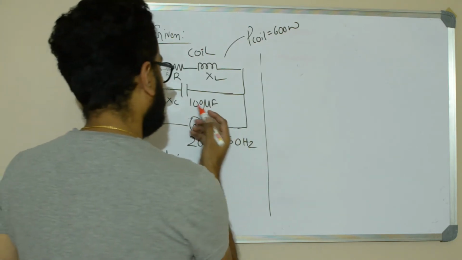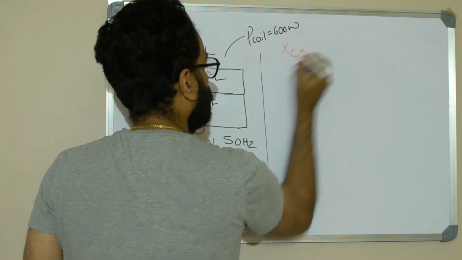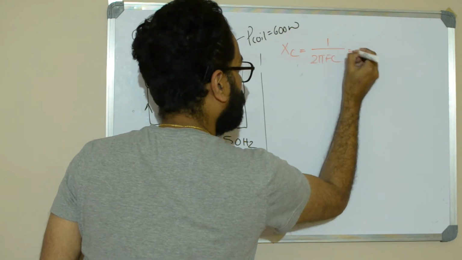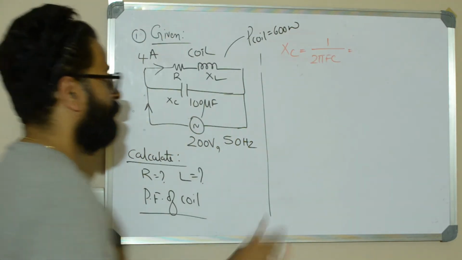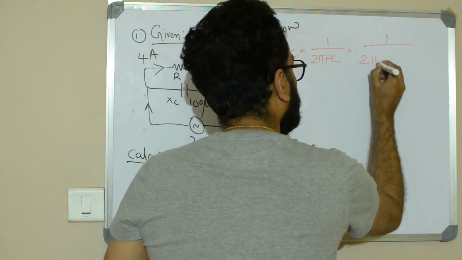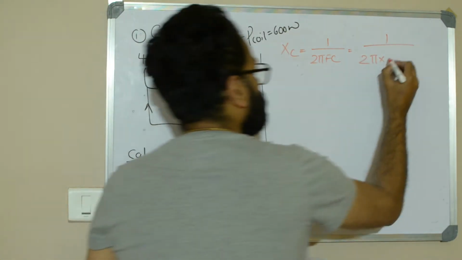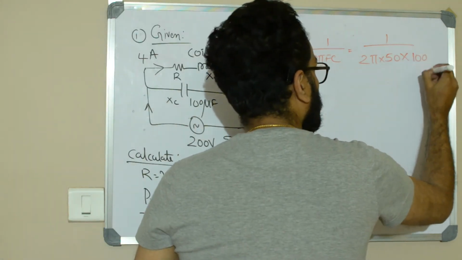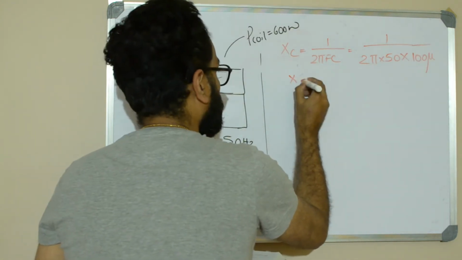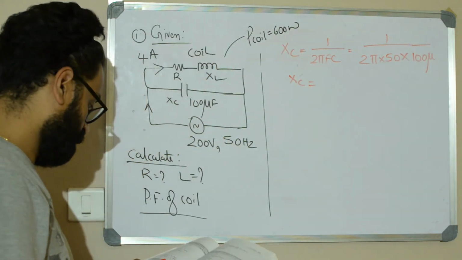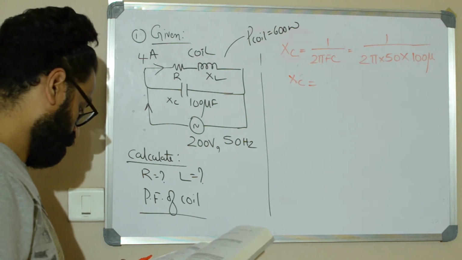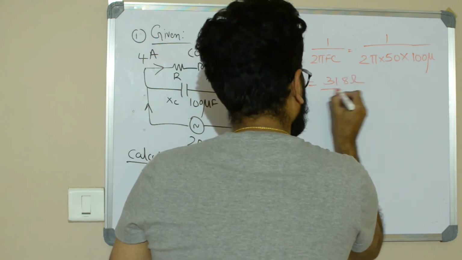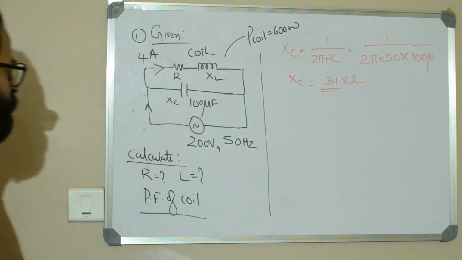So first let us find out the capacitive reactance Xc. Xc is equal to 1 by 2 pi f C. So it is 1 by 2 pi into 50 hertz into 100 microfarad. That will give you an Xc value of 31.8 ohms.